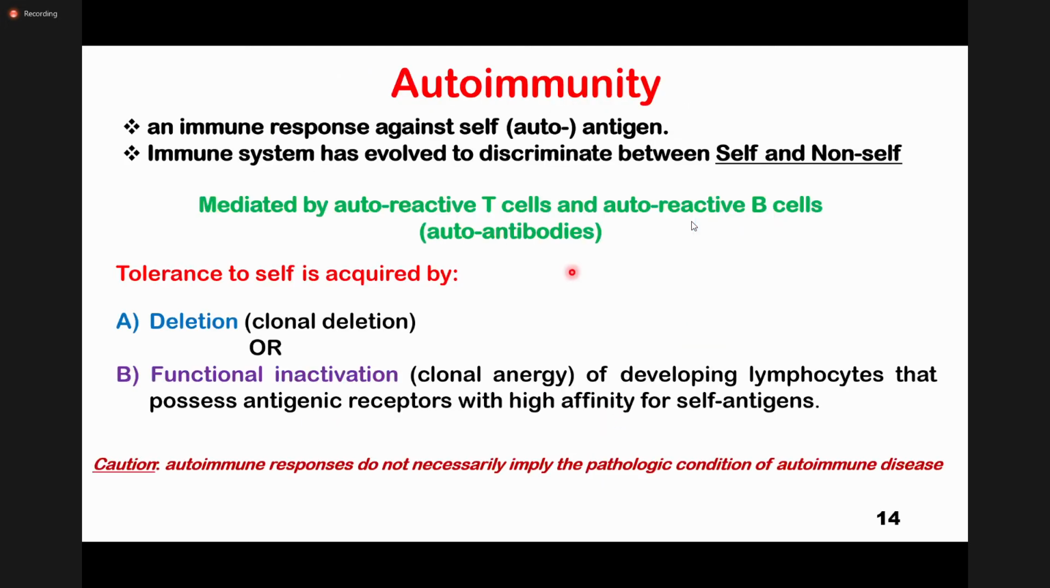So now autoimmunity and immune response against self antigens, okay? The immune system can differentiate between self and non-self. It is mediated by autoreactive T cells and reactive B cells, causing the autoantibodies. Tolerance can be clonal deletion, or negative selection, or functional inactivation, that is clonal anergy.